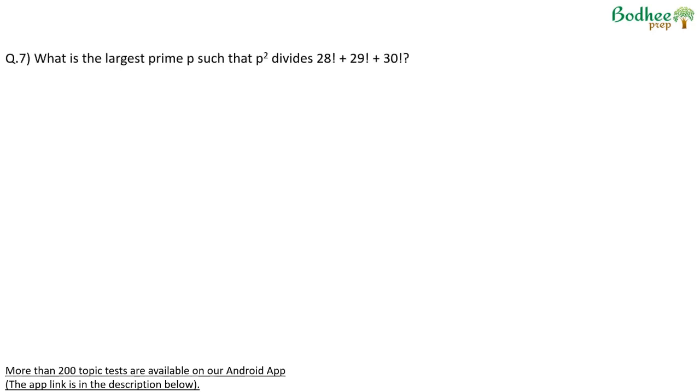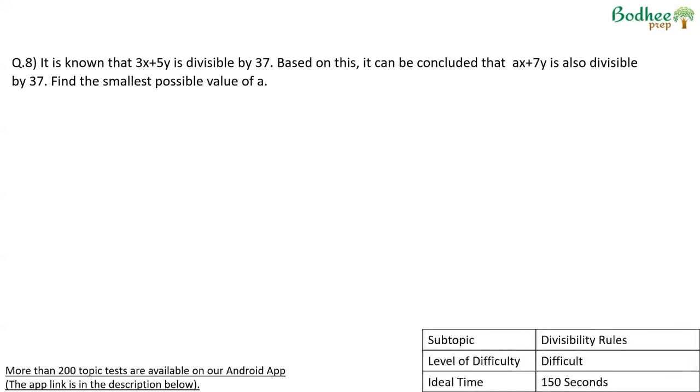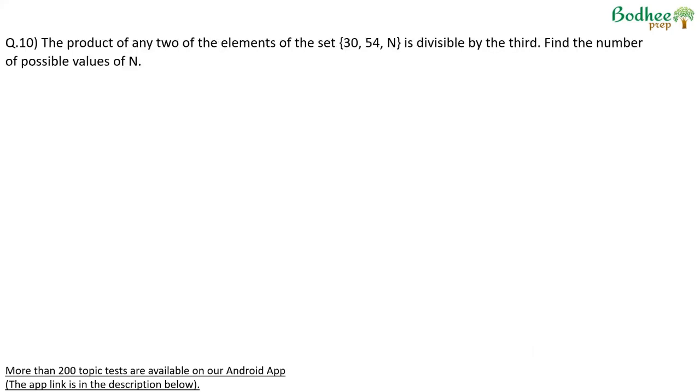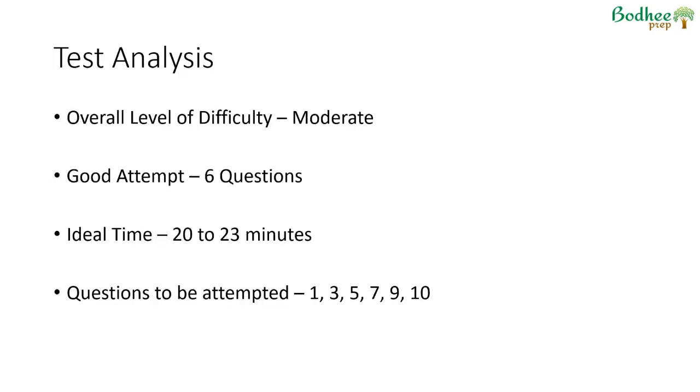Would have done this because 28, 29, 30, we can see that they are divisible by 13 square. So my answer would have come from there, even if I'm not able to simplify the original expression. So would have attempted this. This I think was a good question, conceptual. Would have attempted this as well, counting numbers or multiples. And yes, would have attempted this as well. Numbers are easy in this question. And therefore 1, 3, 5, 7, 9, and 10 would be my attempt.